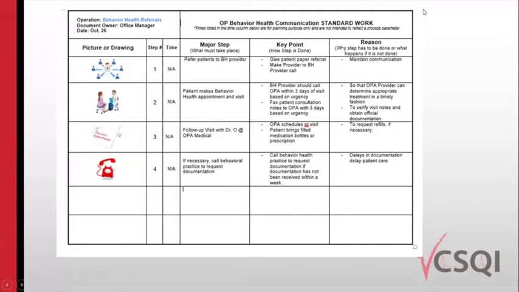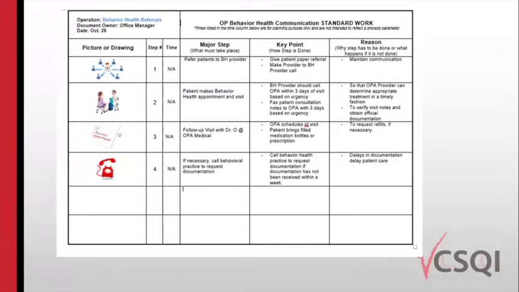that they worked with. You'll see that for the 4 steps we didn't include any times for how long each step should take, but the major steps outlined what the process should be in terms of how we refer the patients and how that communication comes back to primary care. The key points indicate what is going to be done in terms of what are we going to give the patient, when are we going to call, who are we going to call, and why is that important.